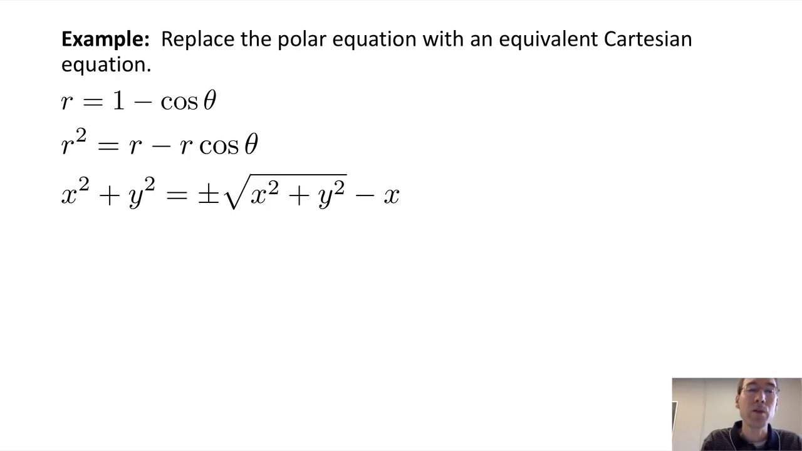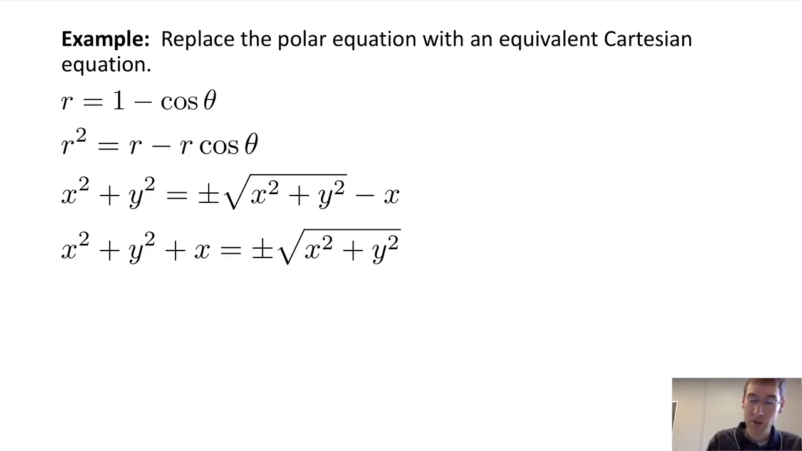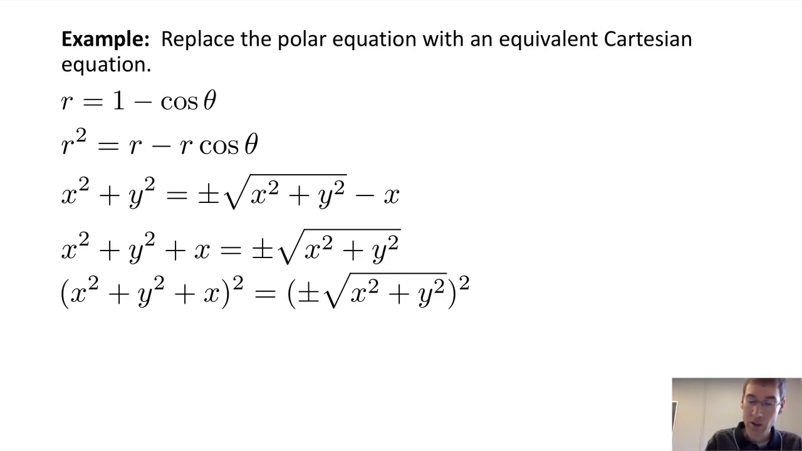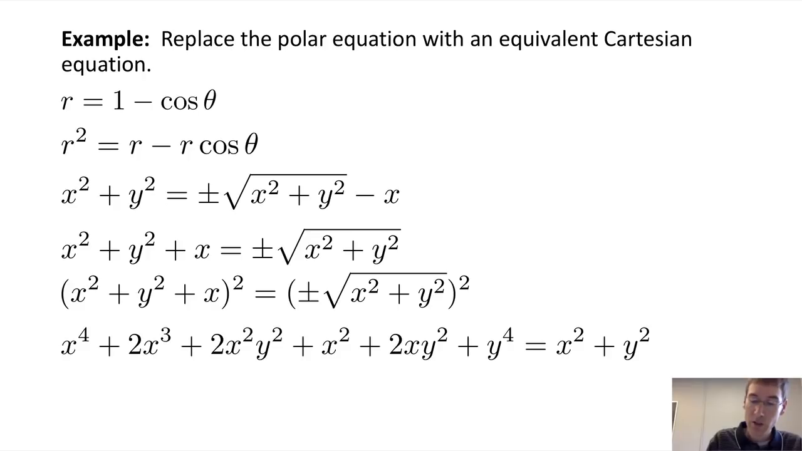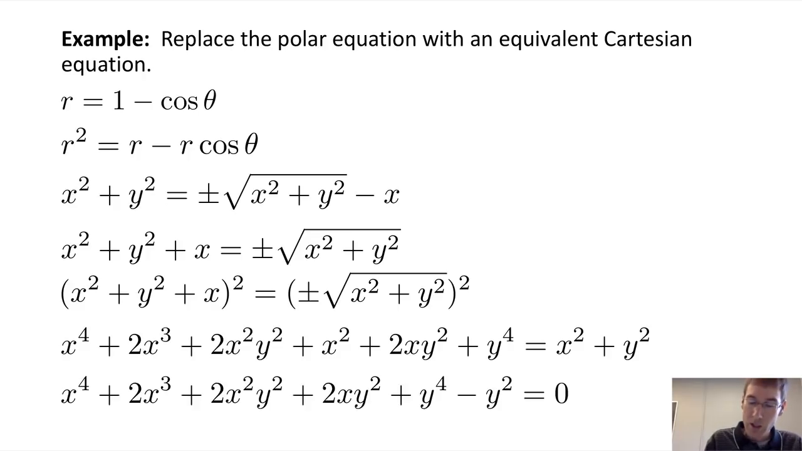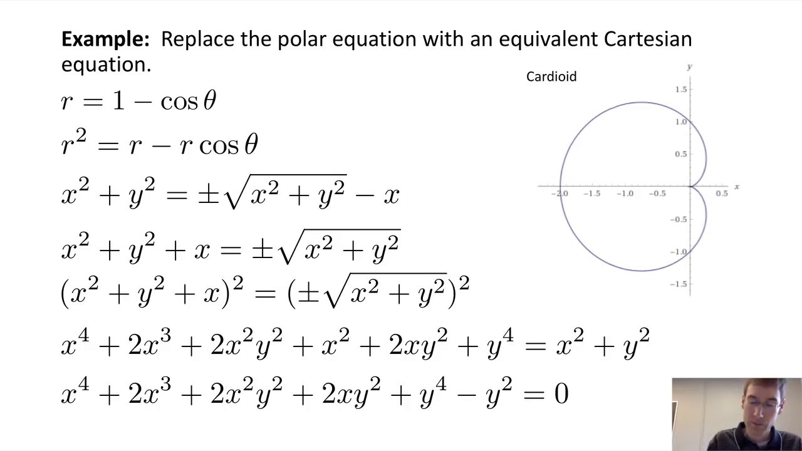Adding x to both sides, we obtain this equation. Next, I'll square both sides of the equation, which gives me this, and bringing all terms to one side, we have this. And the graph of this equation is what's called a cardioid.